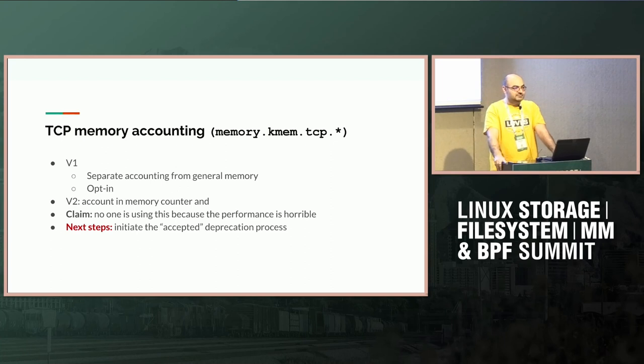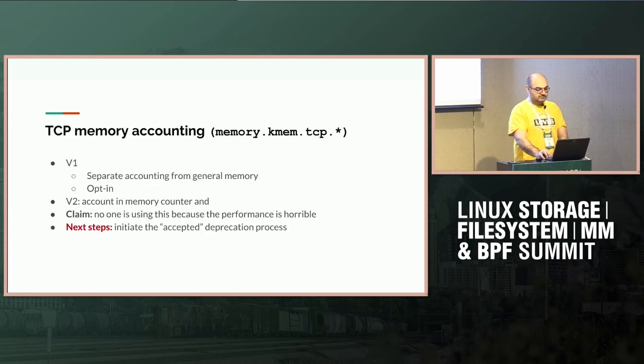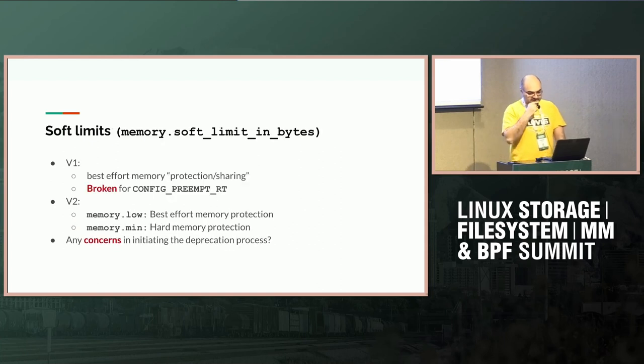Can we do the same thing? First a warning. Yeah. And we will make sure that we cherry-pick that patch to older versions, find out whether somebody complains, and do the same thing. I also think that this interface should die. Yeah, so here the deprecation process is the same: add the warning, backport to the LTS and also distributions, and see if someone is using it. But I'm pretty sure no one is using it because the performance is horrible with this one. All right, that's kind of interesting.